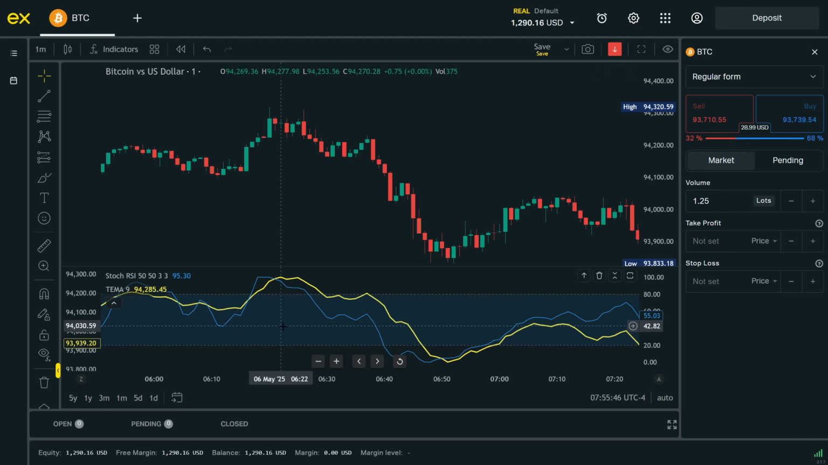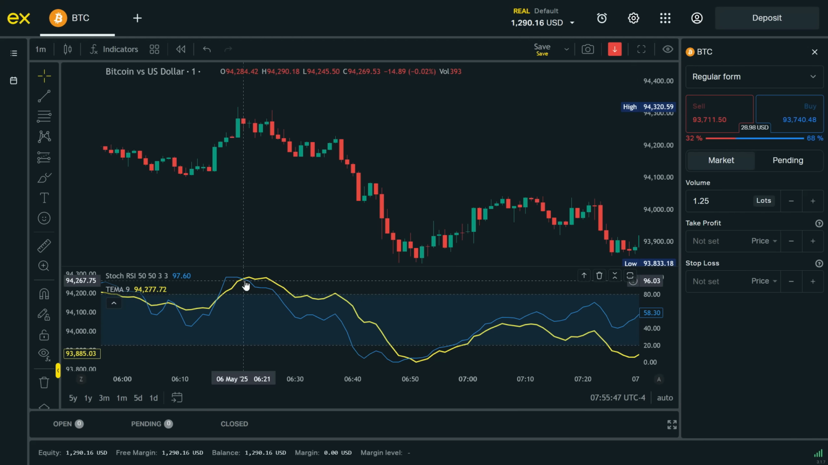So here's the basic idea. We're using two lines, the blue line from the stochastic RSI and the yellow line from the TEMA indicator, to understand the direction of the market. When you see the blue line moving below the yellow line, that's a clear sign that the market is in a downtrend. It means sellers are in control and the price is likely heading lower. So this is where we look for possible short trade opportunities or prepare to exit long trades.